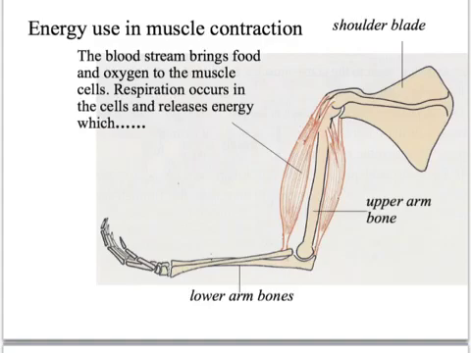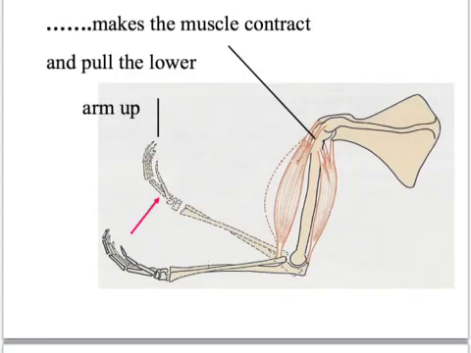This is an explanation of how energy is used by muscles. As you know, this is a picture of our arm showing the biceps and the triceps. The bloodstream brings food and oxygen to the muscle cells. So respiration, the chemical process, occurs in the cells and releases energy. Now can you guess what this energy will be used for? That's right, to make the muscle contract. So what happens when the biceps contract? The arm is pulled up.